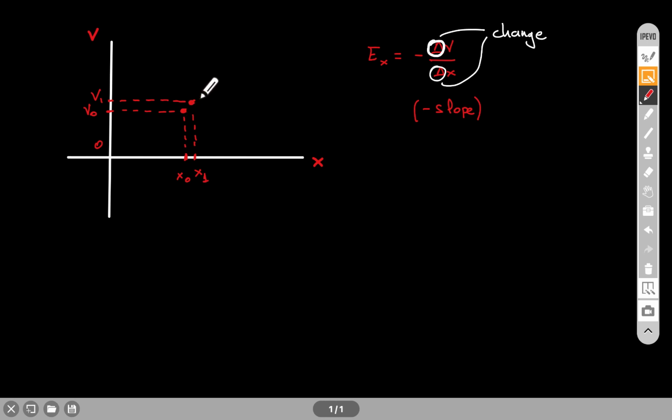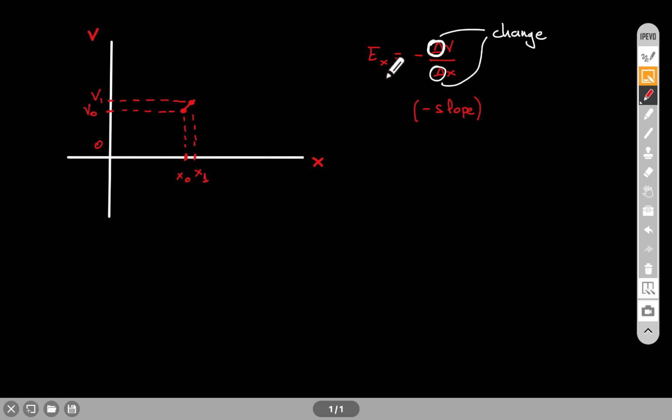You need to have 2 points, at least 2 points, in order to calculate a change in potential over the change in x. In the same way, if I give you 2 points and I tell you that those are connected with a straight line, okay, then you can find rise over run, you can find the slope, and then you can tell me what is the negative of that, which will give me the electric field. So it is a misconception to believe that from a single point, from a single potential value, you can find the electric field. You cannot.